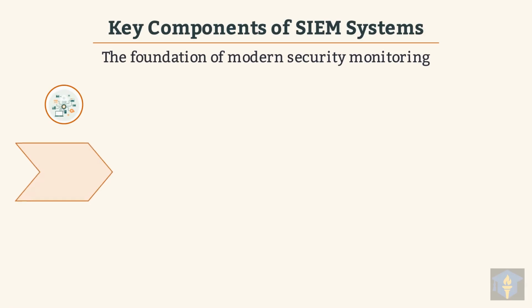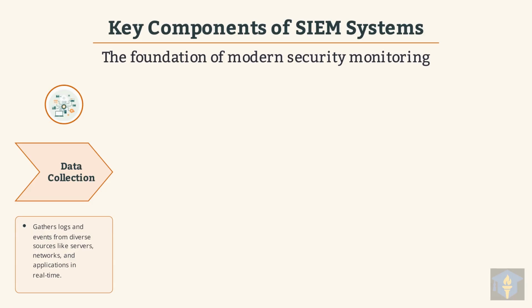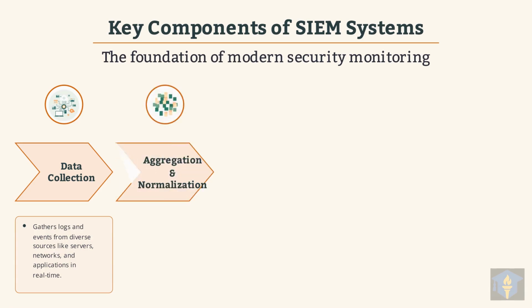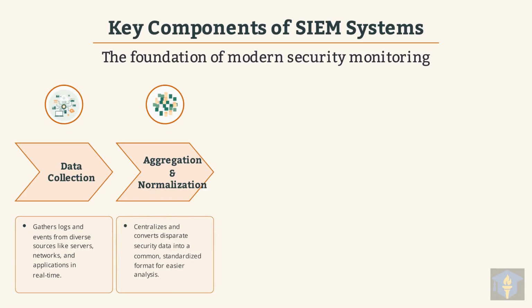The first critical component is data collection, where raw security information is initially gathered. It gathers logs and events in real time from diverse sources like servers, networks, and various applications across your infrastructure. Next, we have aggregation and normalization, which is crucial for making sense of all that data. This centralizes and converts disparate security data into a common, standardized format for easier, unified analysis.